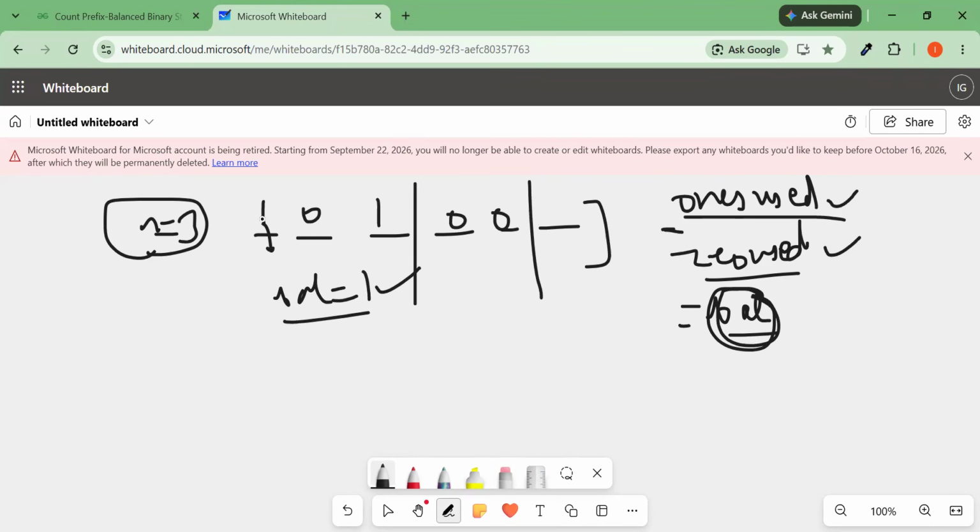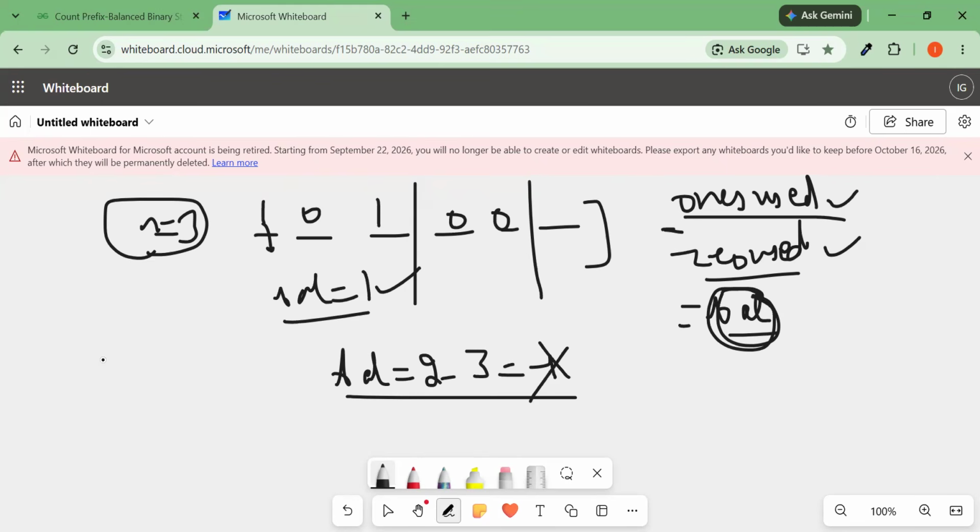But consider something like 1 0 1 0 0. In this case, 2 ones you have used. How many zeros have you used? 3. 2 minus 3 is minus 1. Can this be a valid combination? No, because for this prefix the number of ones is less than the number of zeros, but you should have the number of ones greater than or equal to the number of zeros. So this is not valid.